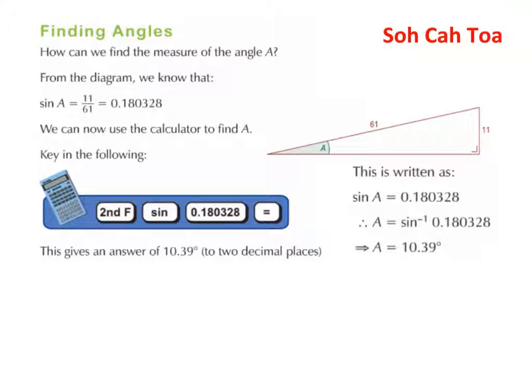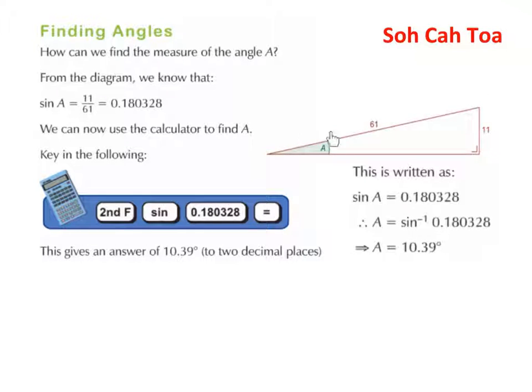Finding angles. How can we find the measure of angle A? So here we have a right angle triangle. We have this angle here labelled as A. We don't know what it is. We have this side here, which happens to be the longest side, the hypotenuse, labelled as 61. And we have this other side, which happens to be opposite angle A, labelled as 11.